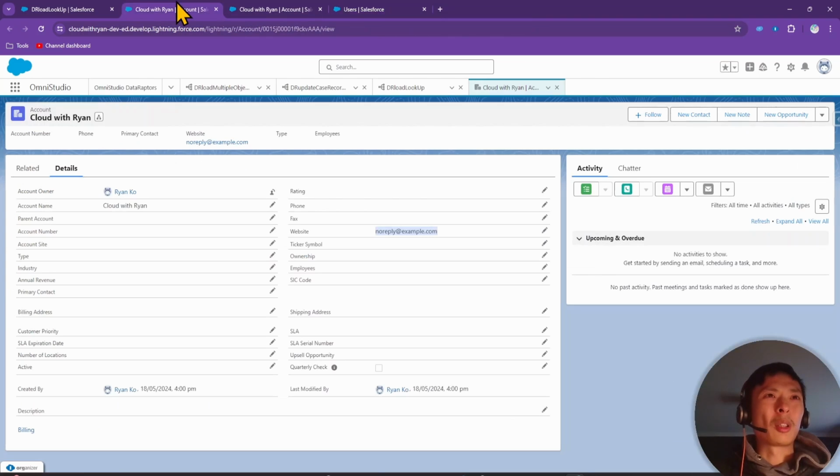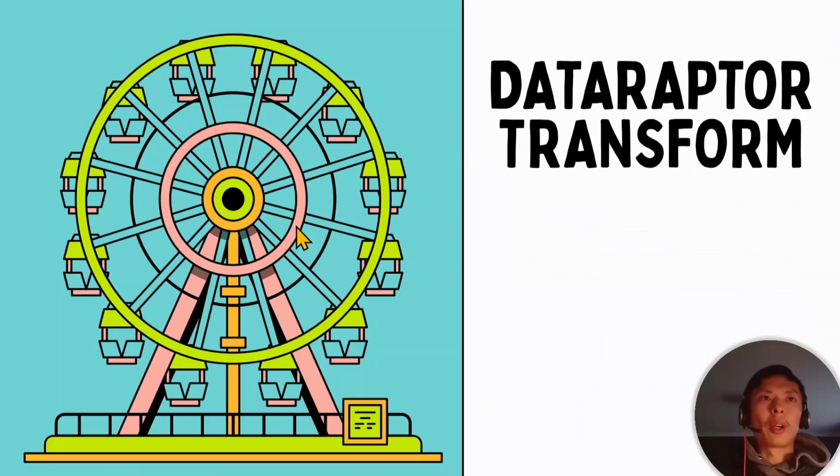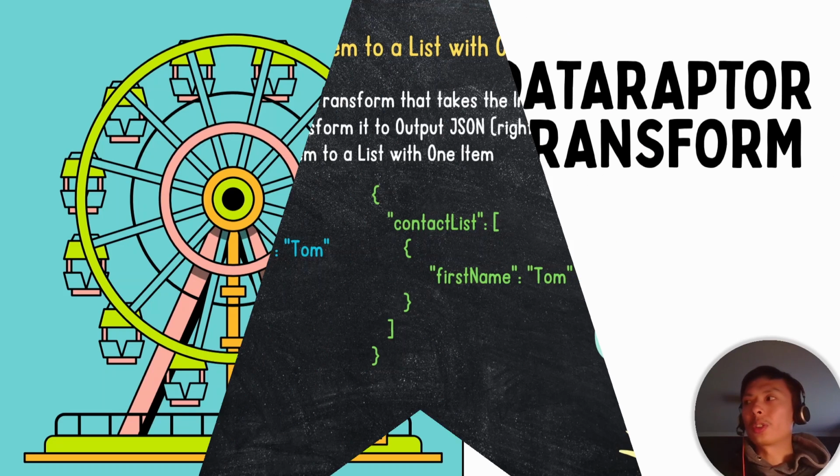So this is a bit like the XLOOKUP on Excel. Great work, guys, for making it this far. Next up, we have data transform exercises.